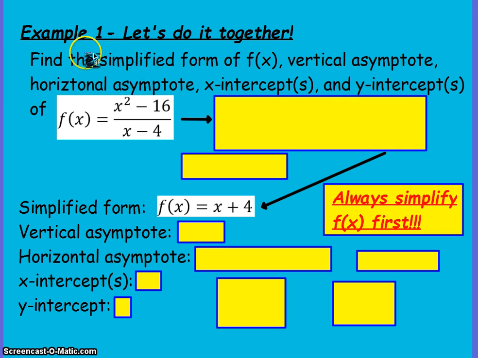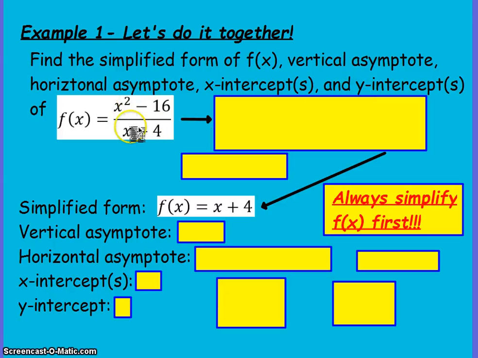Okay, let's start with an example, somewhat of a review of what you should already know, but let's do it together. Let's find the simplified form of the function x squared minus 16 over x minus 4, and we'll find the asymptotes and x and y intercepts.